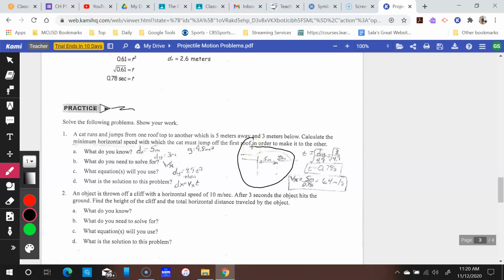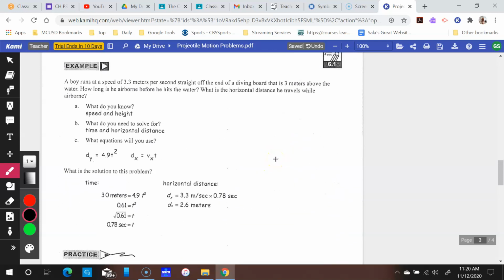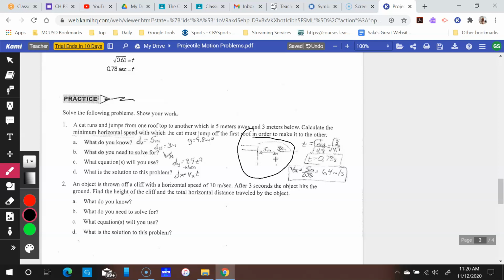You've got two rooftops that are separated by 5 meters. One is 3 meters below the other, right? So that just helps me visually. So again, what do you know? Well, you know the distance in the x direction is 5 meters. What do you need to solve for? You need to solve for the velocity in the x direction. So again, it's looking for the minimum horizontal speed.